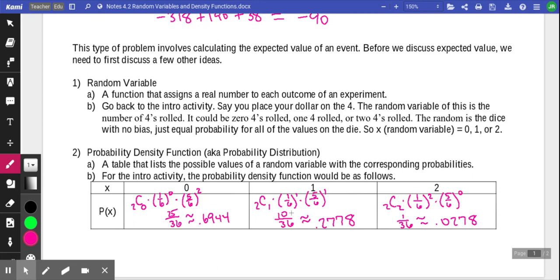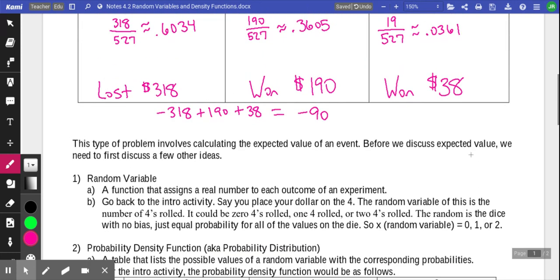All right, so let's double check. 25 out of 36 plus 10 out of 36 plus 1 out of 36. That is going to give us a grand total of a denominator of 36. And 25 plus 10 is 35, plus 1 more is 36 out of 36. That's a really good indicator that our probability density function is correct.